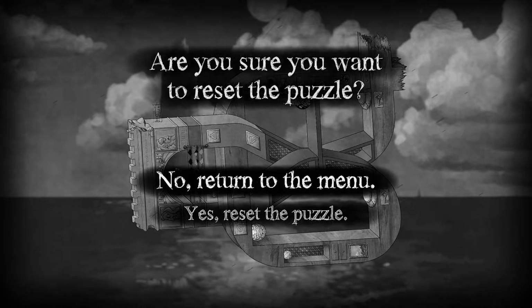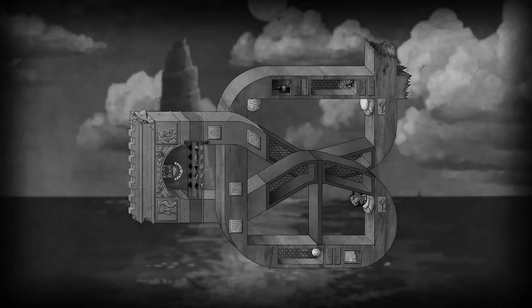Okay, so let's reset the puzzle again. And let's think. So right now my only logical option is to walk right. I could walk left, but that would kill me. So let's walk right. The question is, how far right do I want to walk? I mean, I can only walk about this far right, right?